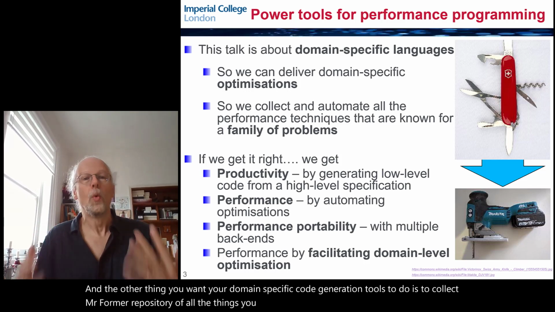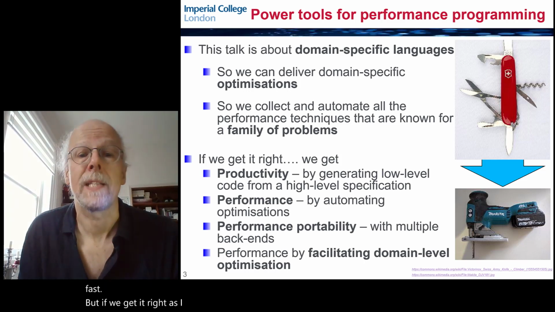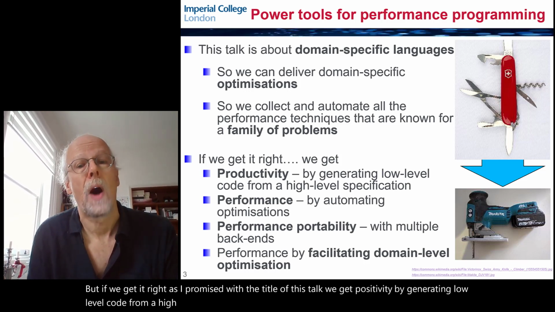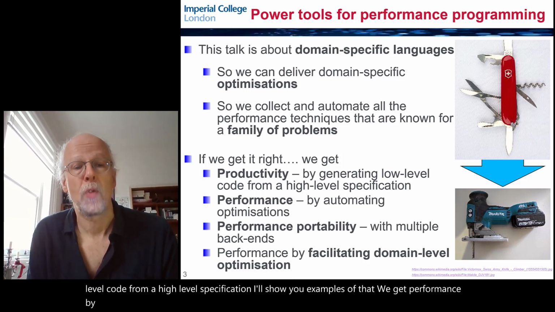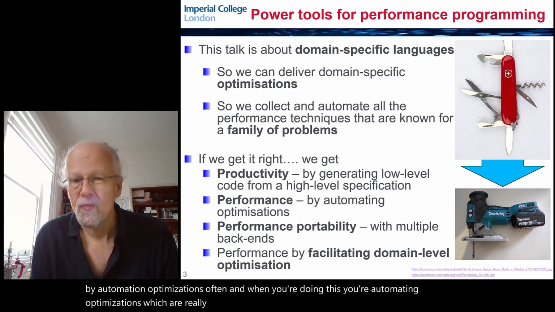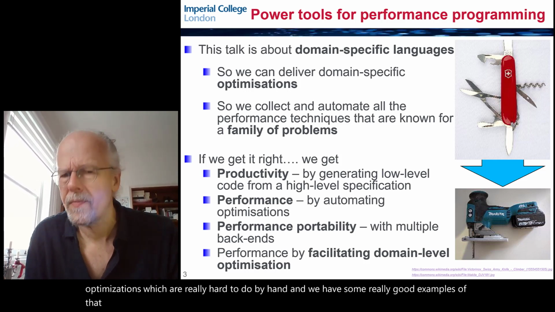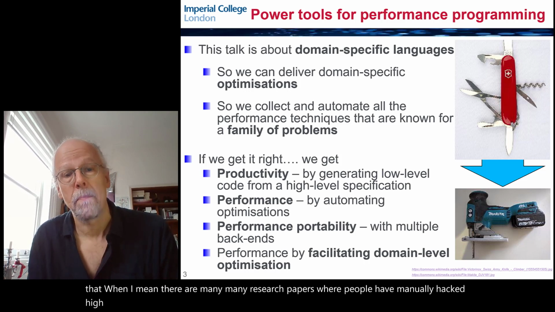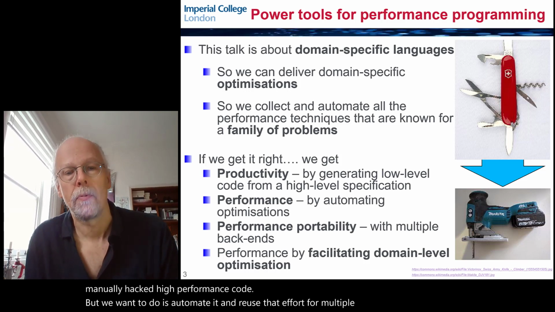And the other thing you want your domain-specific code generation tools to do is to form a repository of all the things you know about this family of problems and how to solve them fast. And if we get it right, as I promised with the title of this talk, we get productivity by generating low-level code from a high-level specification. I'll show you examples of that. We get performance by optimizations often, and when you're doing this well, you're automating optimizations which are really hard to do by hand. And we have some really good examples of that. There are many, many research papers where people have manually hacked high-performance code. What we want to do is automate it and reuse that effort for multiple problem instances.